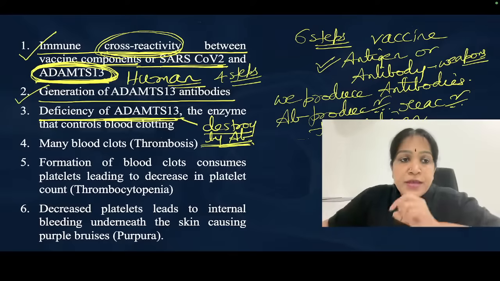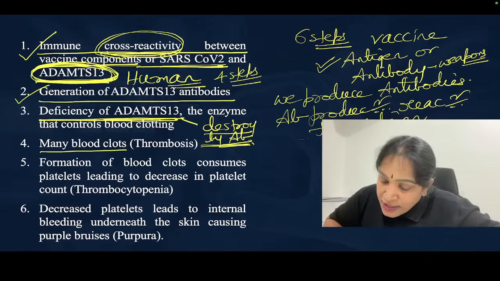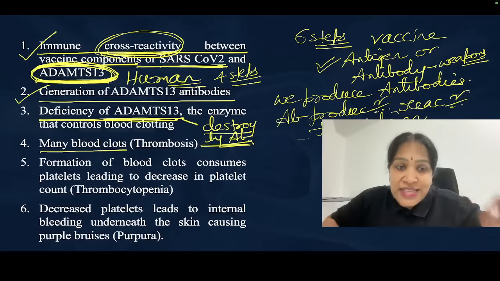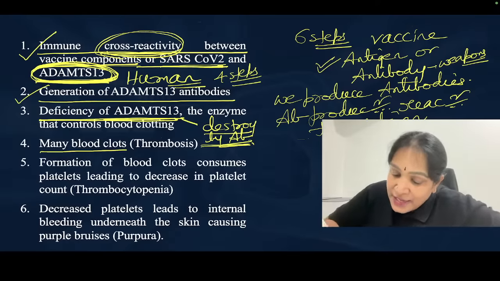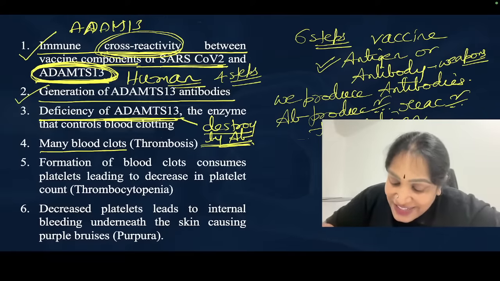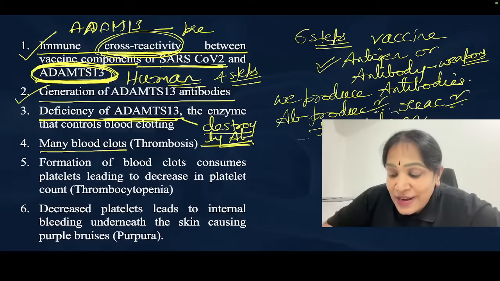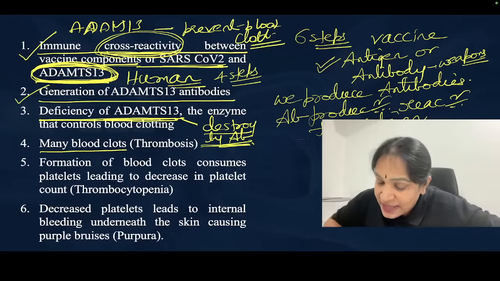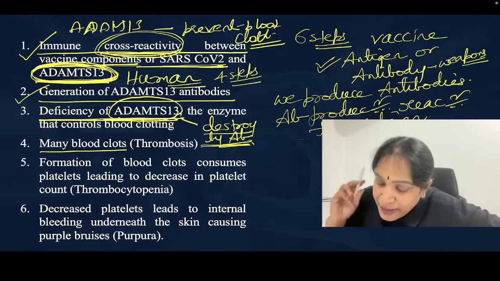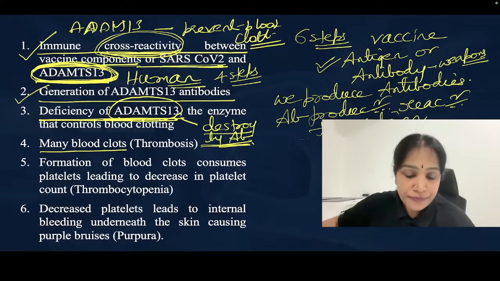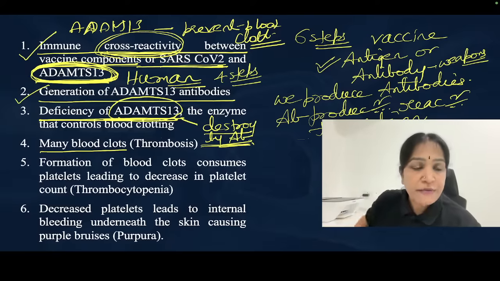Okay, right. So, step 4. Blood clots are formed. Why are blood clots formed? Because, this ADAMTS13, what is the role of ADAMTS13? ADAMTS13, which is dying, its role is to prevent blood clots. Is it clear? Tell me, what is the natural function of ADAMTS13, which is accidentally dying because of this vaccination or COVID-19 infection? Everybody?